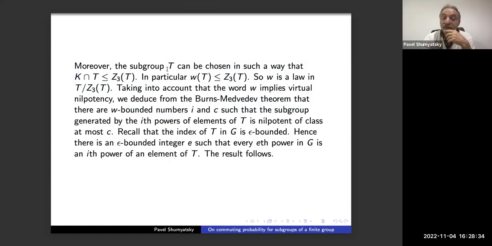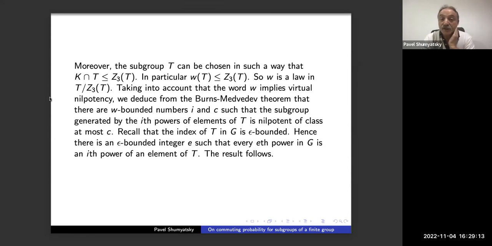Moreover, we already remarked that T can be chosen in such a way that it intersects K by the third term of the upper central series of T. And it follows that the corresponding verbal subgroup of T is contained in the third term of the upper central series of T. Why? Well, because it's obvious that the verbal subgroup of T is inside the verbal subgroup of G, which is K.